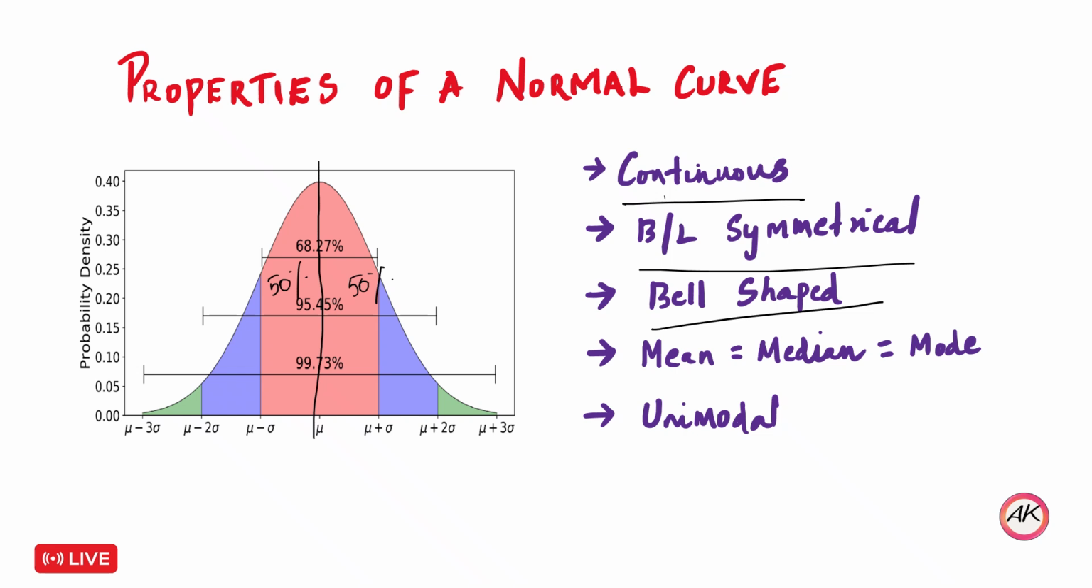Mean, median, and mode all coincide. They are all equal. And it is unimodal. The central part is convex. We have two inflection points, and the two tails do not touch the baseline because it is based on an infinite number of observations. The two lines do not touch the baseline.